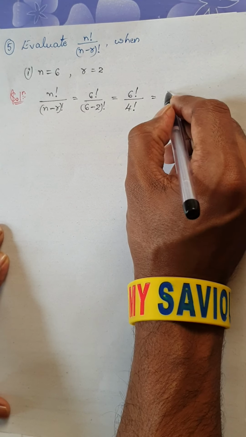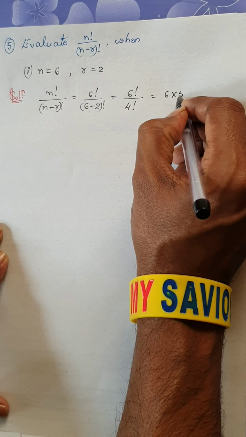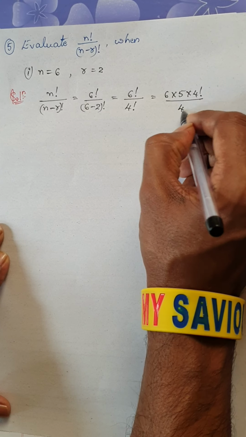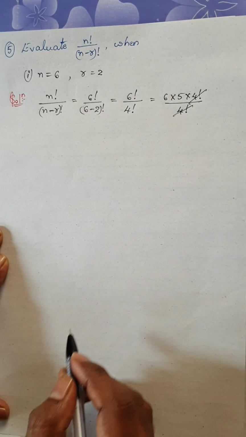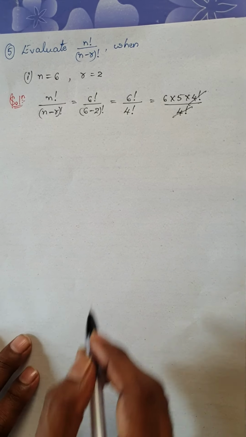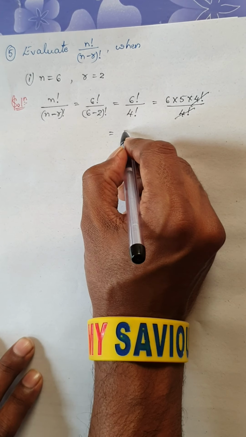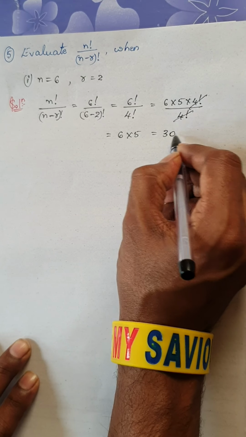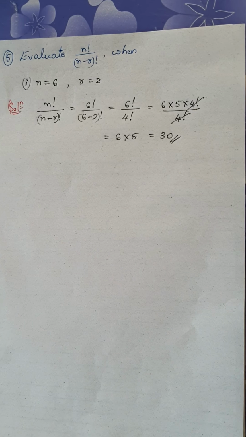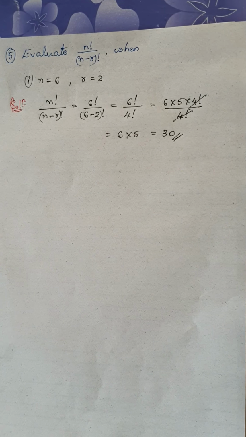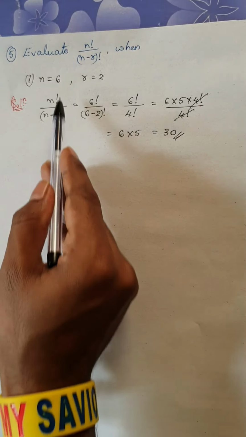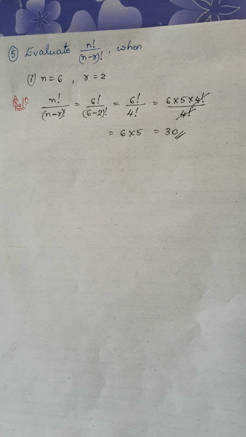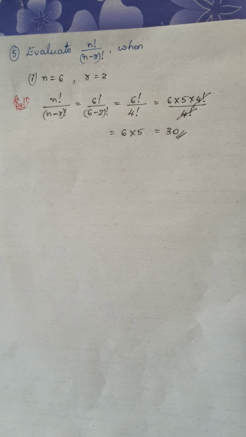So what I will do is take 6 into 5 into, and stop with 4 factorial, because I can cancel it with the denominator, which is equal to 4 factorial. So the final answer would be 6 into 5, which is nothing but 30. This will be the value of the required n factorial by (n minus r) factorial for these given values of n and r. Now let's take different values for n and r.